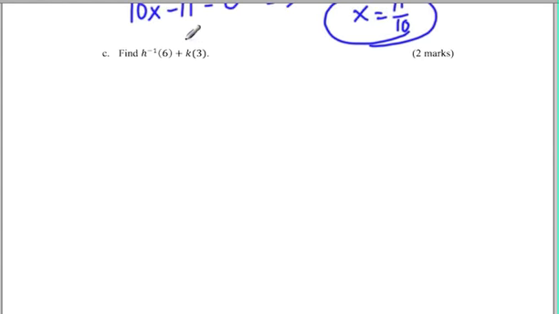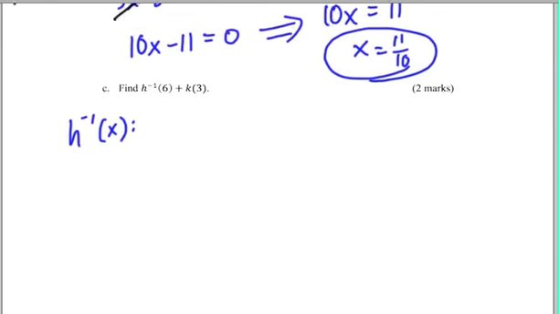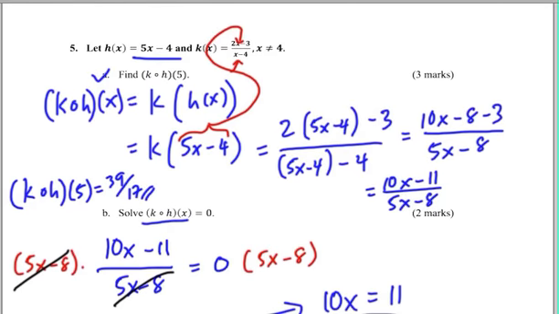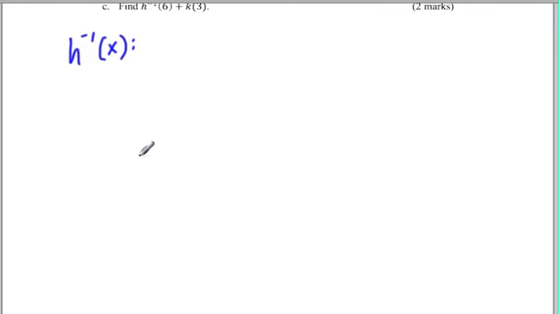Now, let's do this one. This is h inverse of 6 plus k of 3. Basically, we have to find this value and that value and just add them together. First, we have to find h inverse of x. Let me look up what it was. H was 5x minus 4. So really, we have to find the inverse of that.